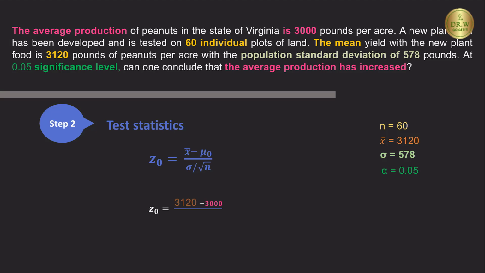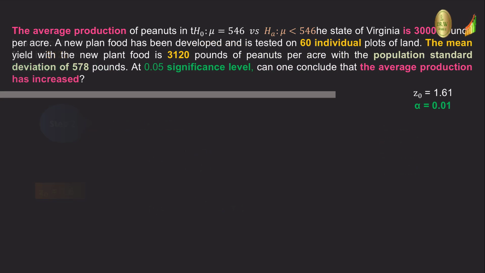X bar is 3120, then mu naught is the mu value under H naught. It is 3000. Therefore, Z naught equal 1.608. So we can write the test statistic to two decimals, Z naught equal 1.61. Then we can go to step 3.